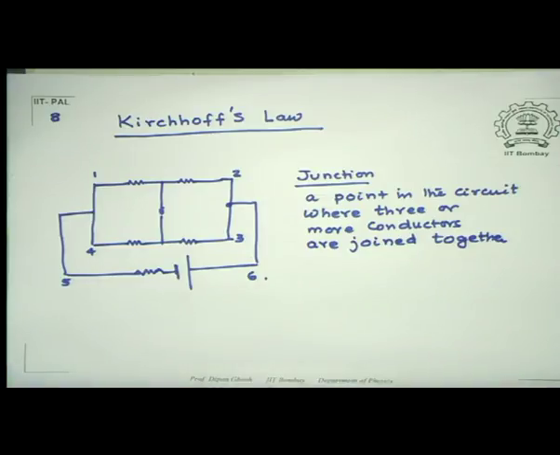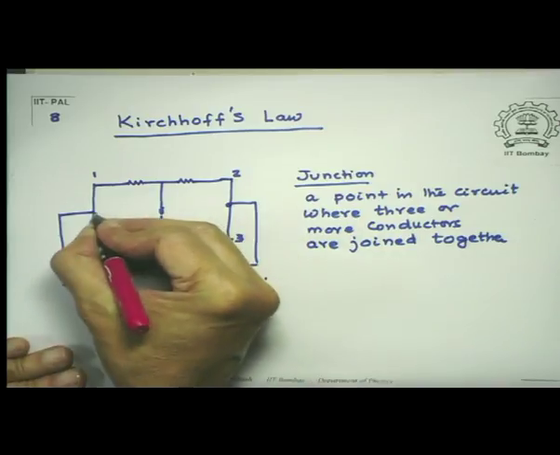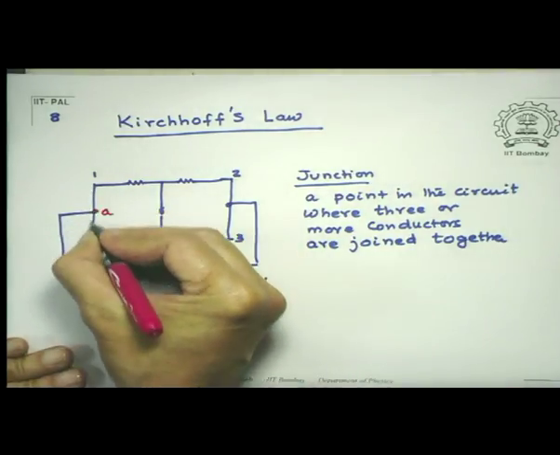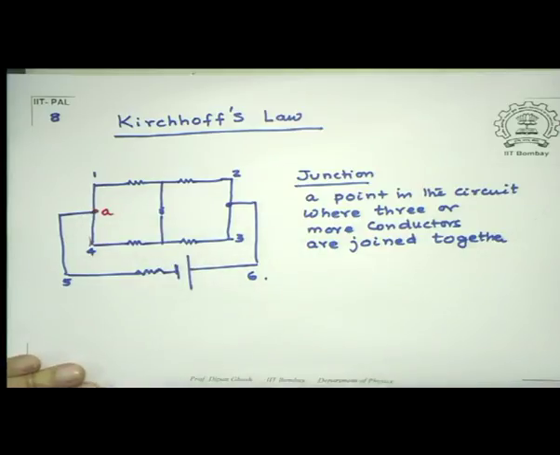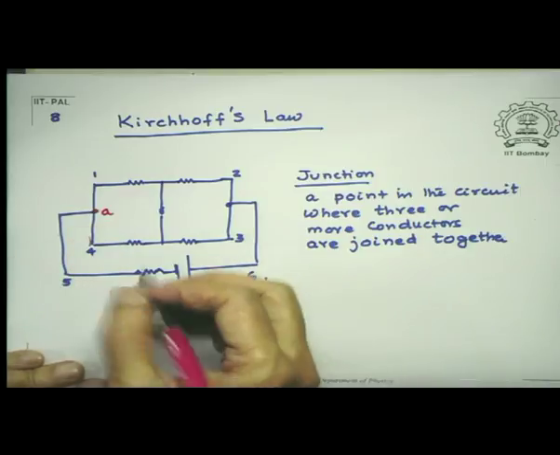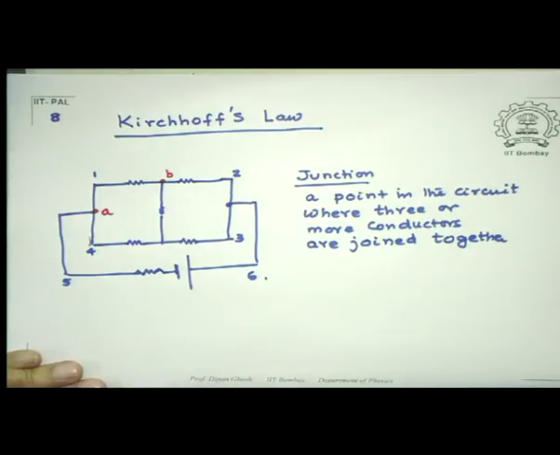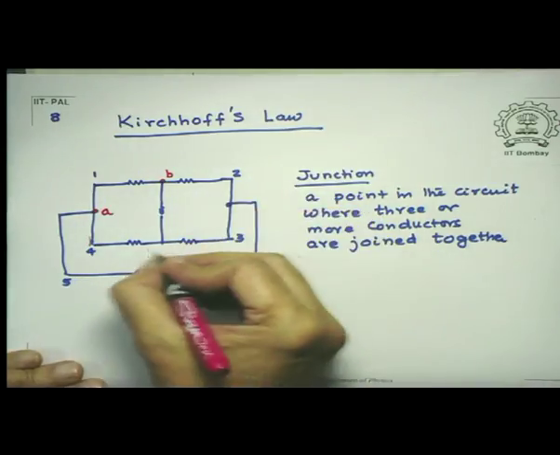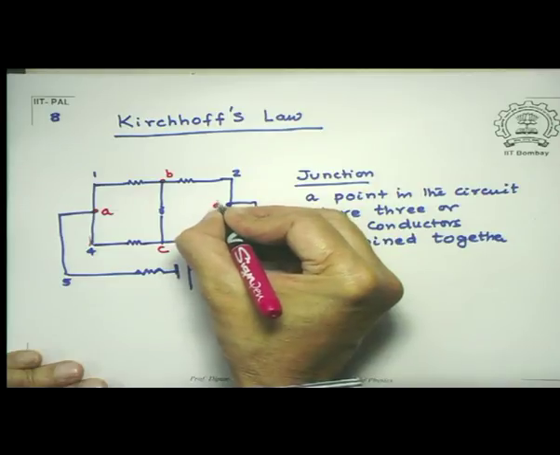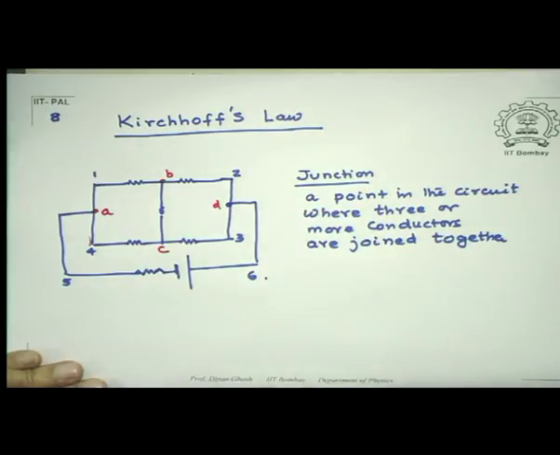In this example, we have several junctions. For example, this is a junction A. You can see it. This is one conductor, this is one conductor, this is one conductor. As I told you, it is totally immaterial whether the conductors that are coming in have resistances or not. So A is a junction. This point B is a junction. This and that. C is a junction. D is a junction. So these are what are called junctions.